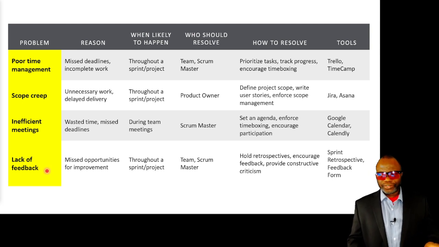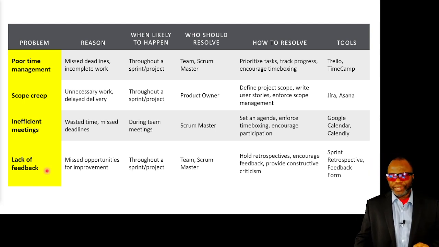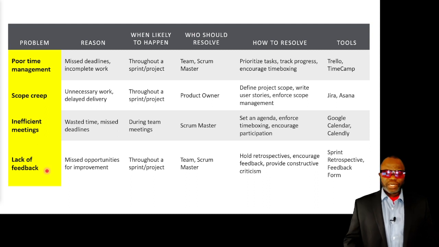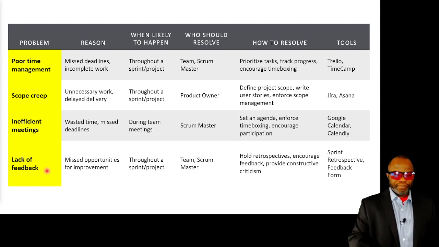So how do you resolve this? We can talk during retrospectives. We can glean some feedback then. Sometimes it's kind of late by then, so be proactive in it. Encourage feedback and provide constructive criticism. The tools, you could use the events. The sprint retrospective is a big one. And you could use the concept of a feedback form.